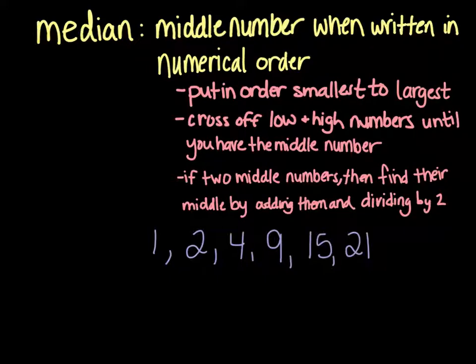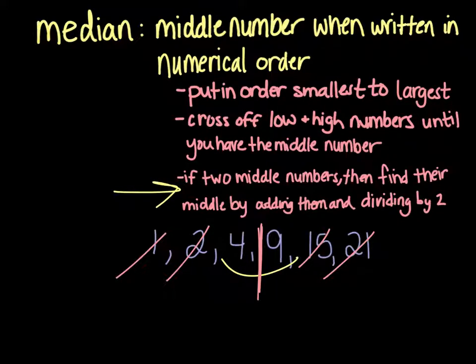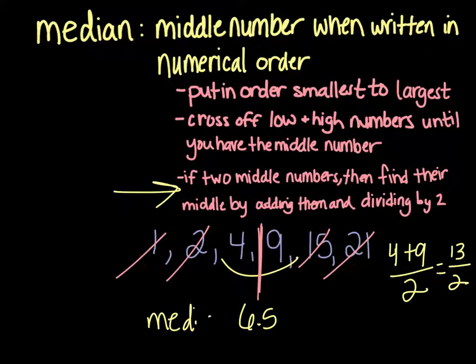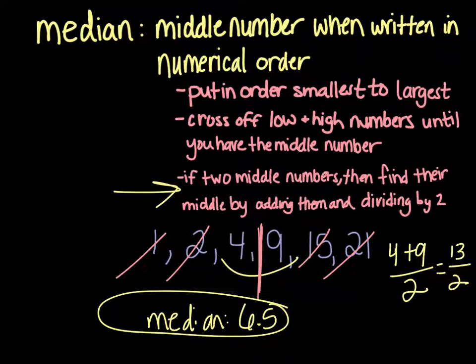All right, let's see what happens here though when we have an even number of data. We have 1, 2, 3, 4, 5, 6 numbers. All right, I cross out my low, my high, my low, my high, and then I have 2 middle numbers left. So what I need to do here is figure out which number is halfway in between 4 and 9, and that one will be my median. Well, to do that, if there's 2 middle numbers, then we have to find their middle by adding them and dividing by 2. We're basically finding the mean of those numbers. So I'm doing 4 plus 9 divided by 2. Well, 4 plus 9 is 13, and 13 divided by 2 is 6.5. So my median here is 6.5. That's halfway between 4 and 9. And again, if you look at this, you've got 3 numbers below your median and 3 numbers above your median.